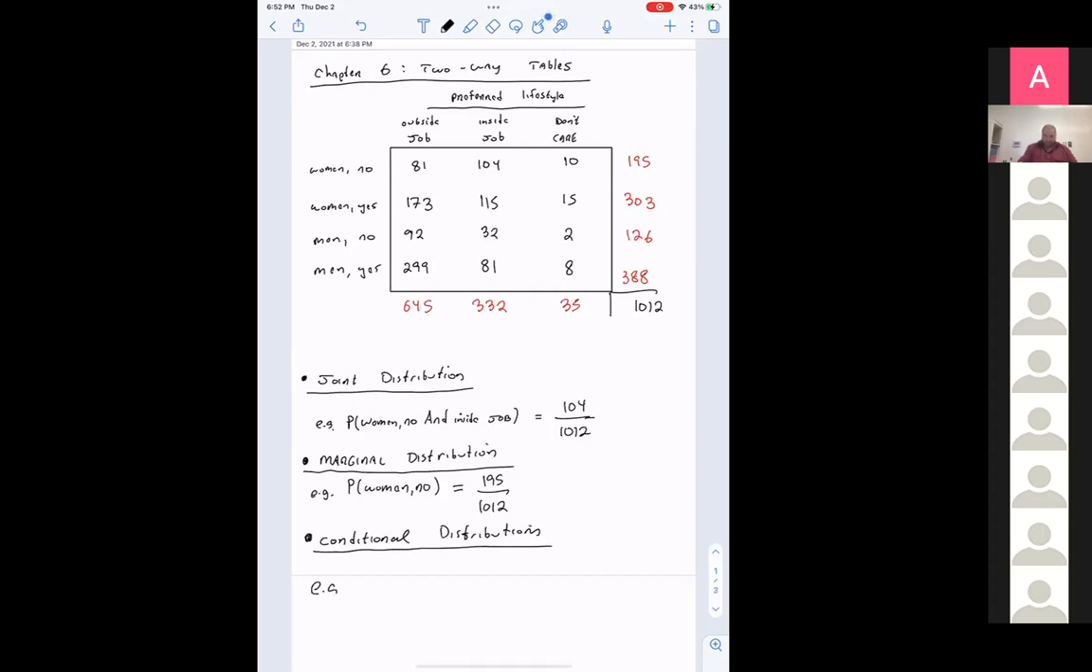For example, what's the probability that a person wants an inside job given that they are a man with education? What is the probability? I'm not even telling you how to calculate this. I want to see if you can intuitively get it. What is the probability that a person wants to have an inside job given that they are a man with college education? What would the fraction be for this one?